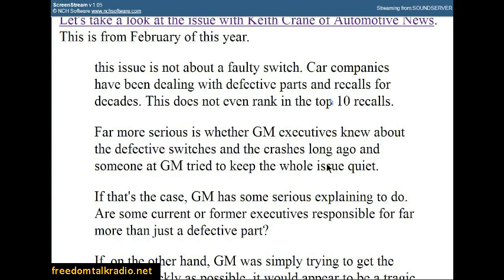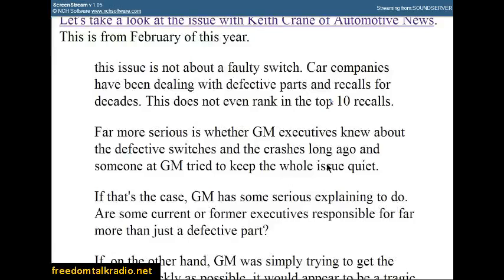Now, this is from February of this year. This is before all of this became public news. So this has been floating around as an issue for quite a while. It's only recently come to a head, or more appropriately, come to the attention of the mass media. And I'm not going to say anything about that at all. And anyways, this is what Keith Crane said back in February.